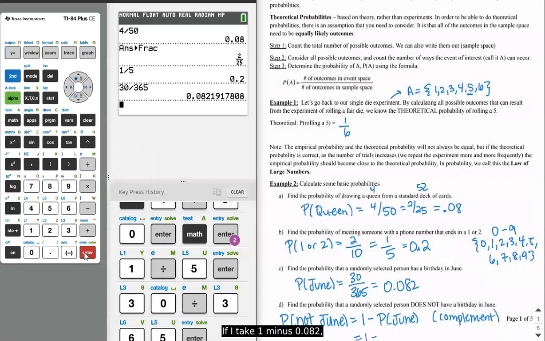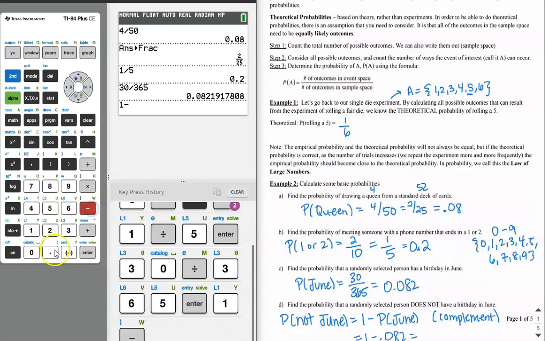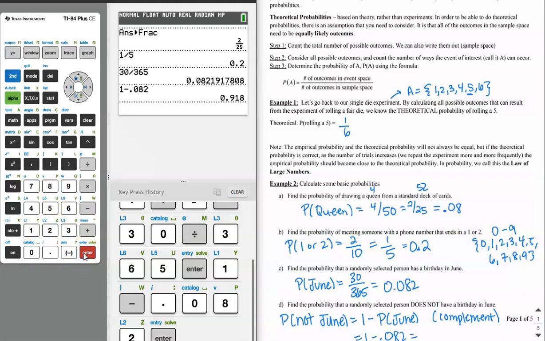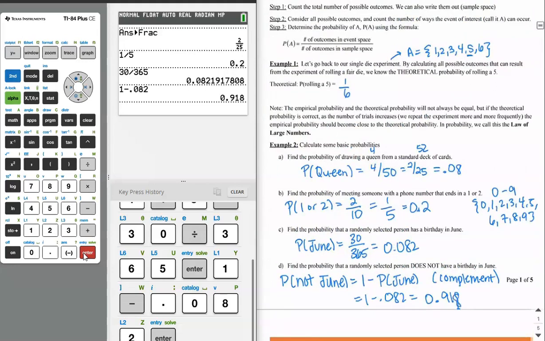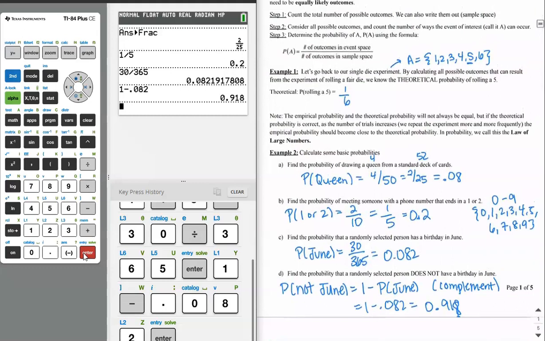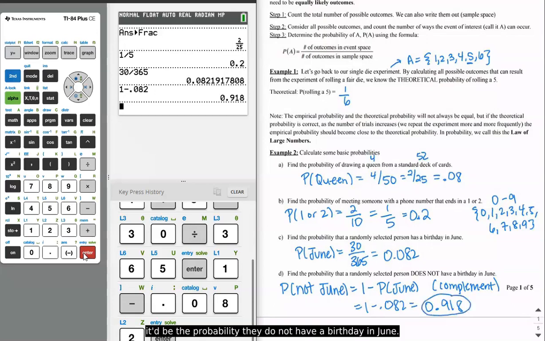So if I take 1 minus 0.082, we would find roughly 0.918. Oops, sorry about that, let me erase that. Oops, there we go, so you can see a little better. 0.918 would be the complement. So it would be the probability they do not have a birthday in June.